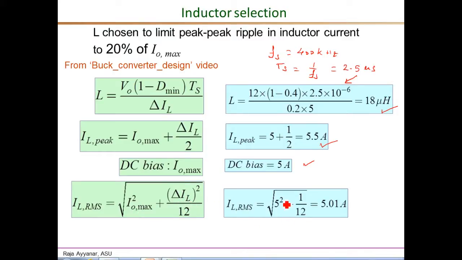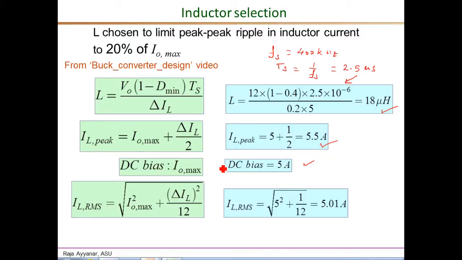For the given values here, IO max is 5 and delta IL is 1, so 1 squared is 1. As you would expect, the component corresponding to delta IL is almost negligible, 1 over 12 compared to 25. Therefore, the RMS value of the inductor current is roughly equal to its DC value, which is 5 amperes.